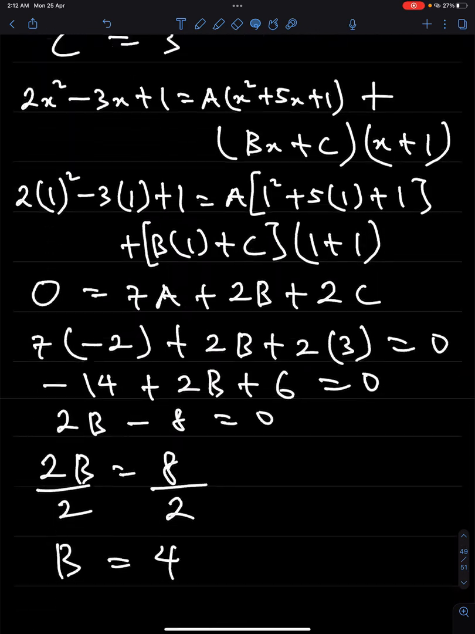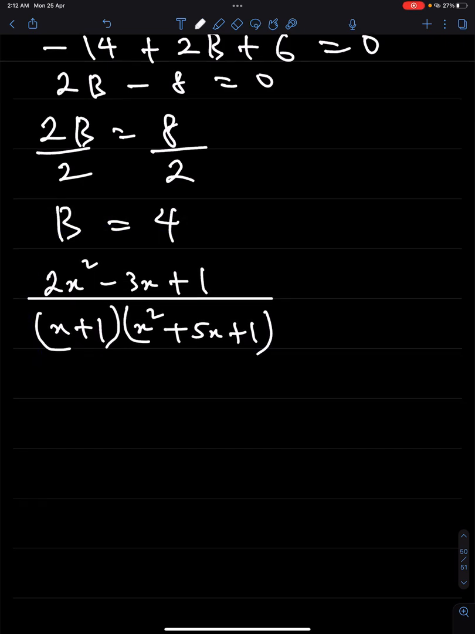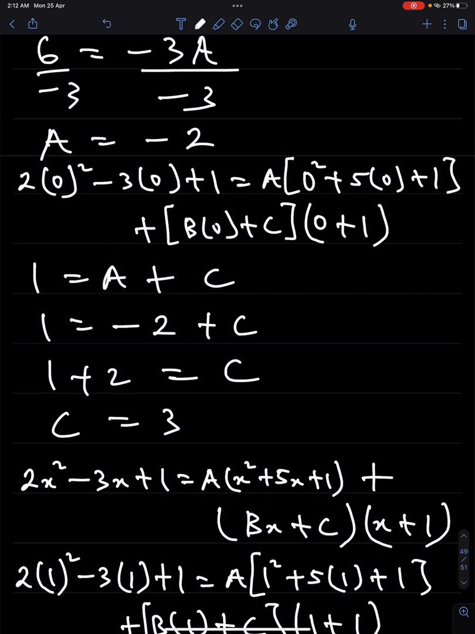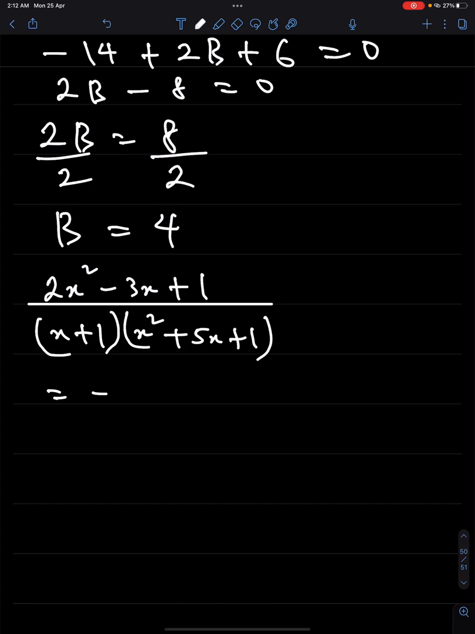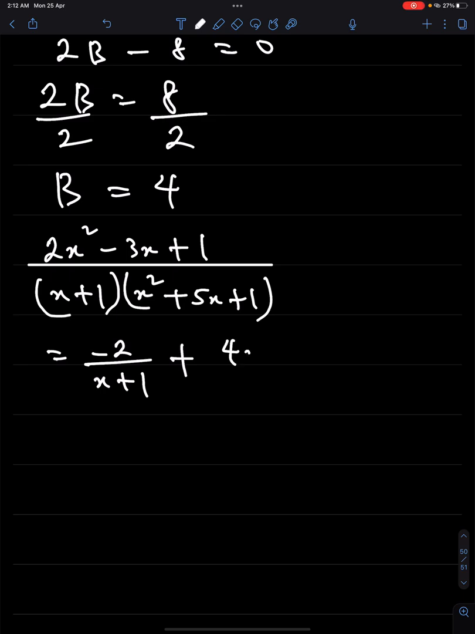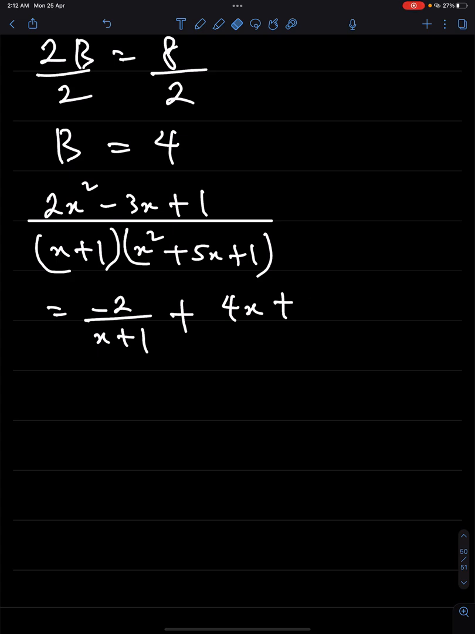Let me copy that. That means this fraction is equal to a, which is what? What's a? A is minus 2. That will be minus 2 over x plus 1 plus bx plus c. What's b? B is 4. That's plus 4x plus what's c? Plus 3, all over x squared plus 5x plus 1.